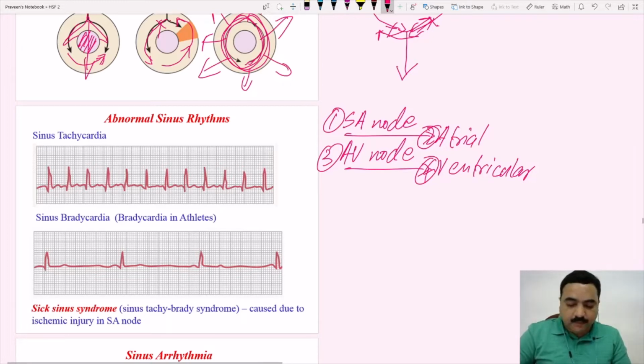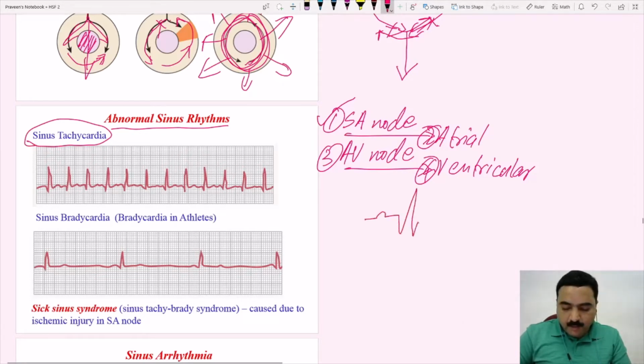So let's first start with the nodal arrhythmias, the abnormal sinus rhythms. The first one is sinus tachycardia. Here whatever you observe, you will have all normal: you have the P wave, you have the normal QRS and T wave, and again the normal P wave and the normal QRST. It will keep on going like this: P, Q, R, S, T, again P, Q, R, S, T.